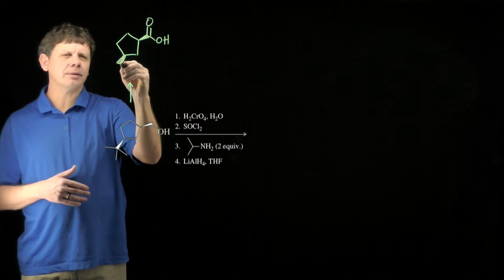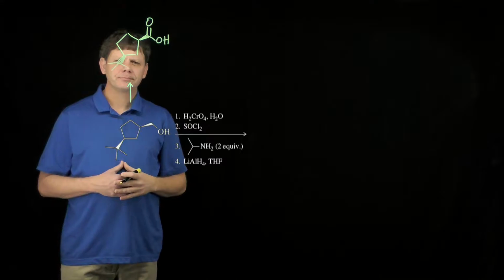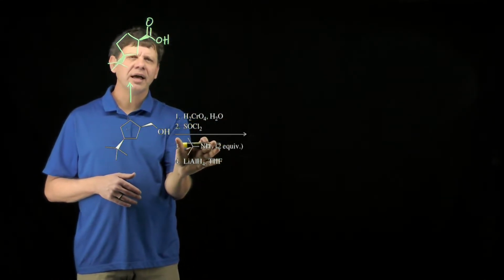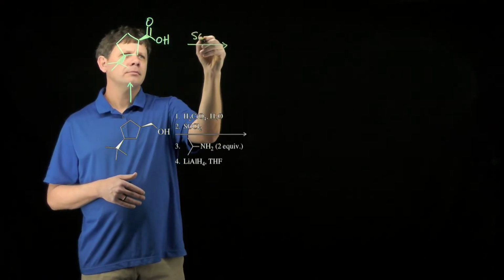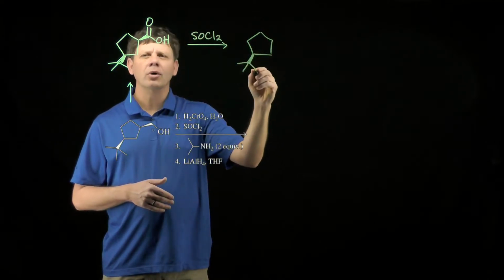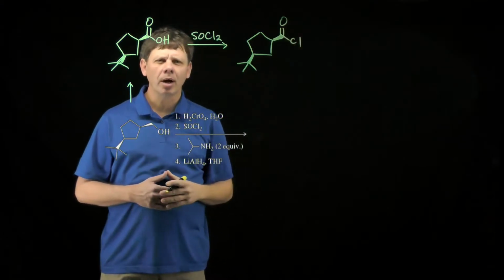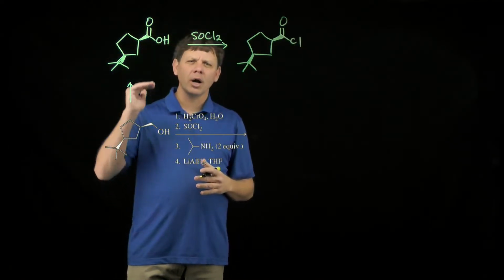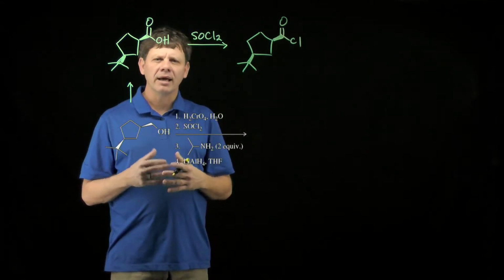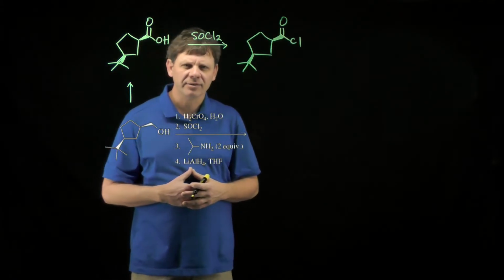Now, because we're doing multiple steps, we're not going to show the mechanism of any of these. The next step, we're going to react the carboxylic acid with the thionyl chloride. And that's going to give us the acid chloride. And if we think about why we're probably doing that, it's because we're trying to go uphill, get to a more reactive carboxylic acid derivative so that we can make a more stable carboxylic acid derivative in the next step.